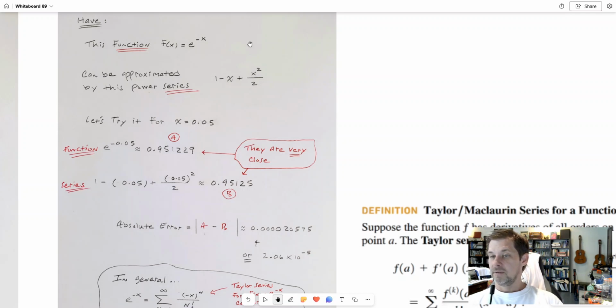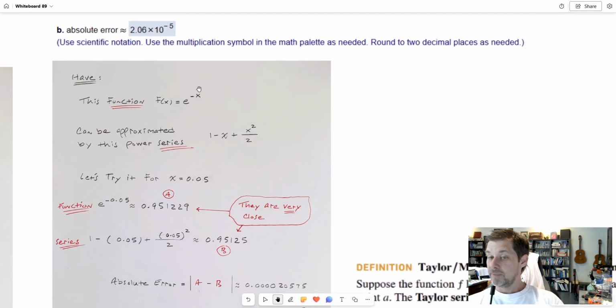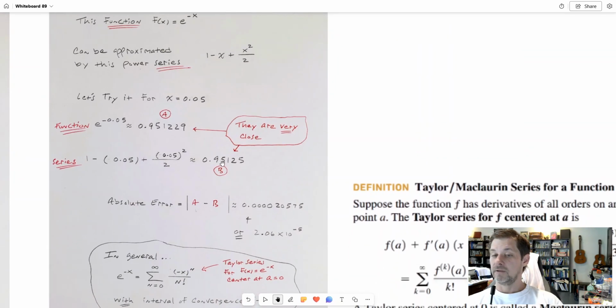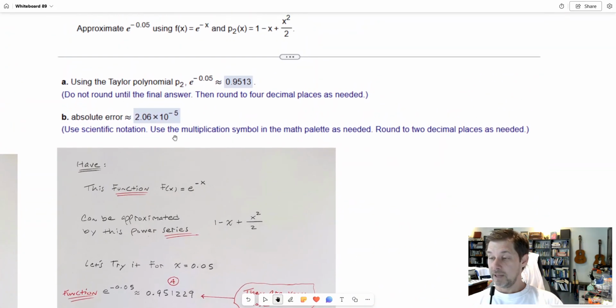So there it is. I took that series, I put 0.05 in for the x, and I calculated, and that's what I got. And these are very close to each other, as you would think. If this series generally behaves like that function in the sense that one could approximate the other, then I might expect to get values that are close. Now, this question also asks us about the absolute error.